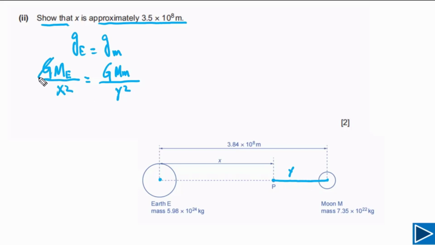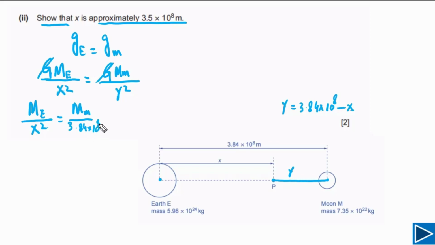Now you can see here G is common, so this is the universal gravitational constant, so simply we can cancel. So we are left with the mass of our planet divided by x squared, and this is equal to the mass of the moon divided by y squared. But y in this case is equal to 3.84 times 10 to the 8 minus x. So simply we can plug in the value of y now. So the value of y is equal to 3.84 times 10 to the 8 minus x, squared.